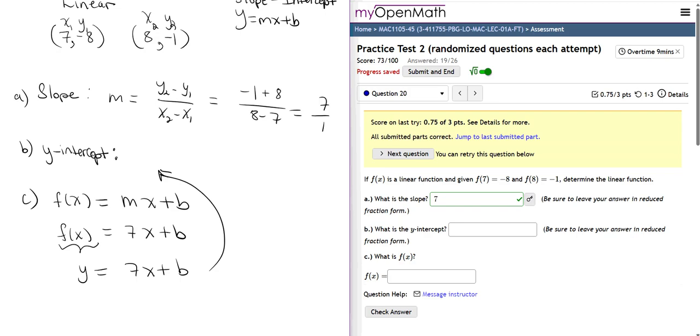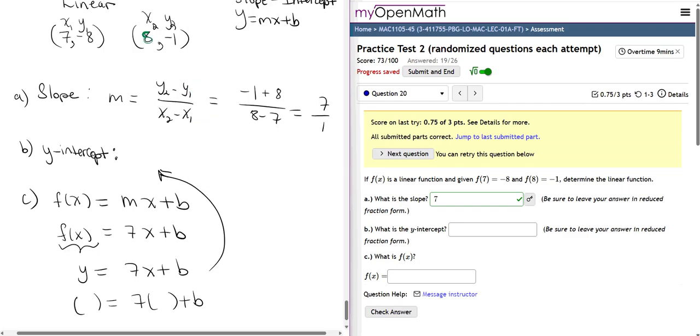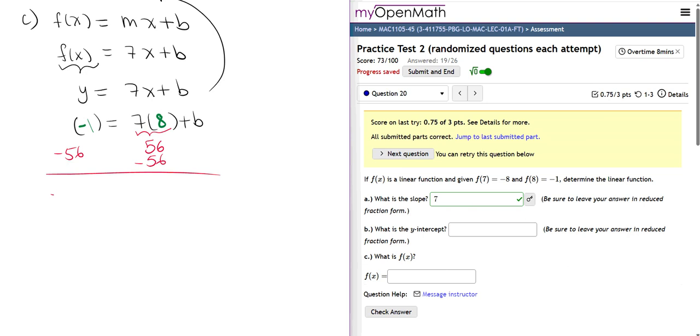So now I'm going to replace the y and replace the x with the coordinates of one of my points. And it doesn't matter which one I use. For no reason, I'm just going to use 8 and -1. So I'm going to put -1 for y and 8 for x. And then that leaves me with an equation that has only the b to solve for. So that's great. That's what I wanted. I'm going to subtract. Well, first we'll simplify this. 7 times 8 is 56. Then subtracting 56 from both sides, I have -57 equals b. And so let's put that in.